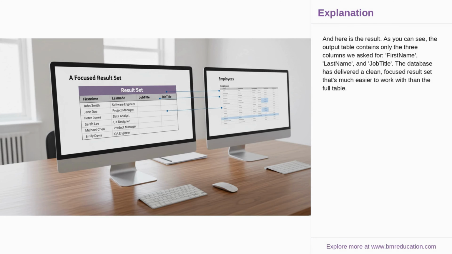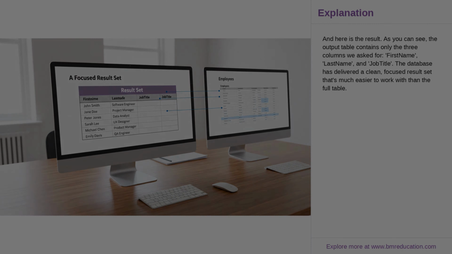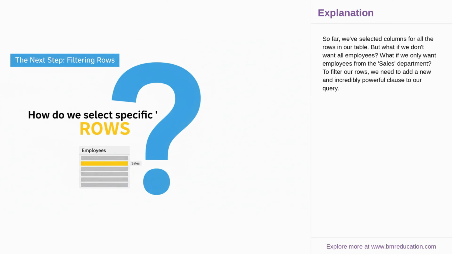And here is the result. As you can see, the output table contains only the three columns we asked for: first name, last name, and job title. The database has delivered a clean, focused result set that's much easier to work with than the full table.